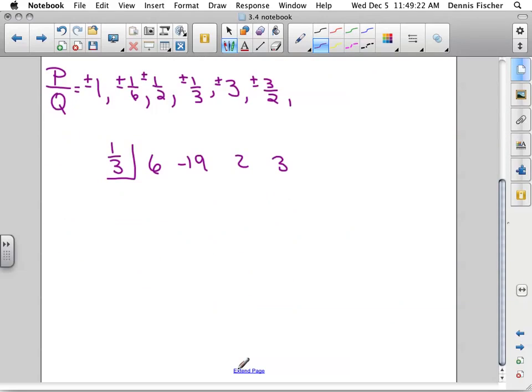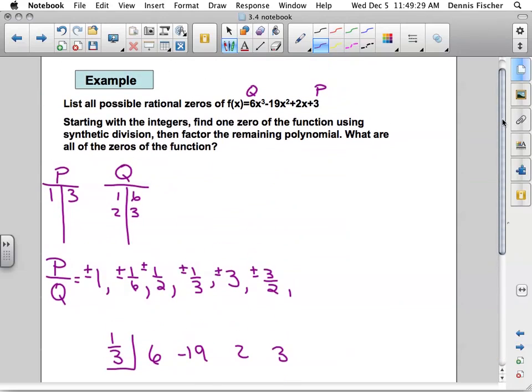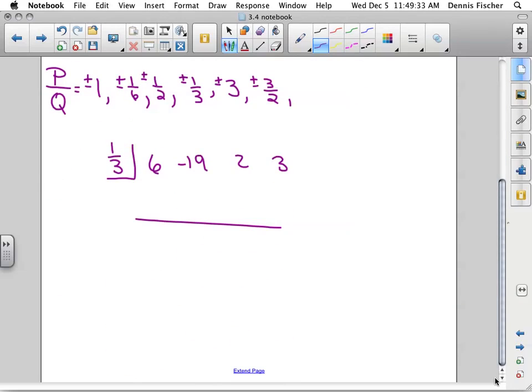Draw your line. How do you get those 4 numbers? They're just the 4 numbers in front of my equation: 6, negative 19, 2, and 3. Okay, now the first step is real tough. Some people get that wrong. Bring the 6 down. 1/3 of 6 is 2. Put it up here. Add them together.